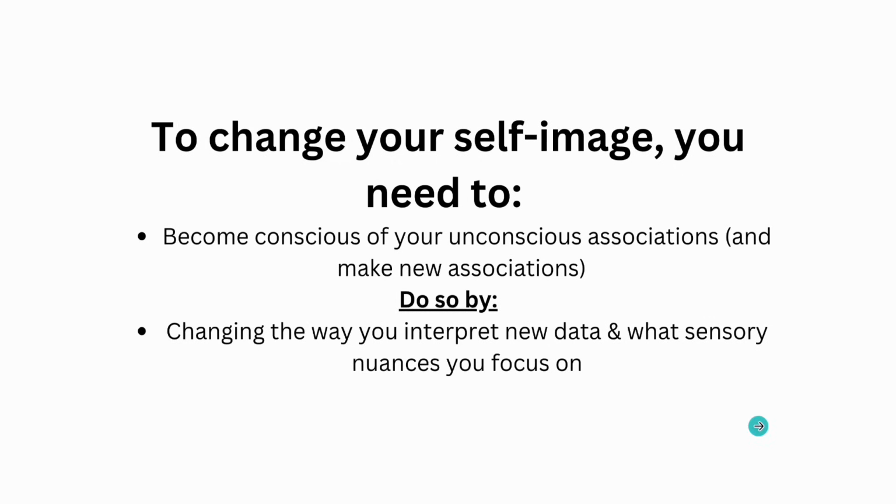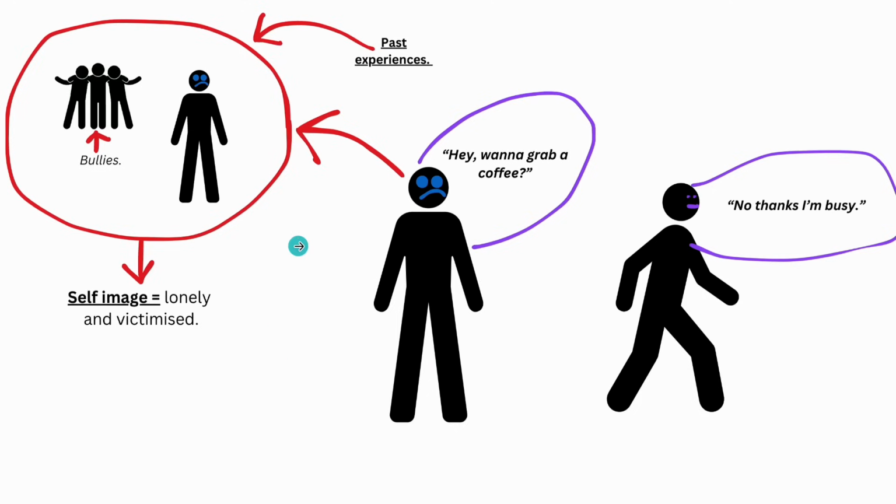Okay, so what this means in relation to your self-image is, to change your self-image, you need to do 2 things. First, you need to become conscious of your unconscious associations and make new associations, which we're going to get into in a few points' time, and you do so by changing the way you interpret new data and what sensory nuances you focus on. If we go back to the example we covered at the beginning of this video, of someone having the self-image of being lonely and victimised due to their past experiences of being bullied.